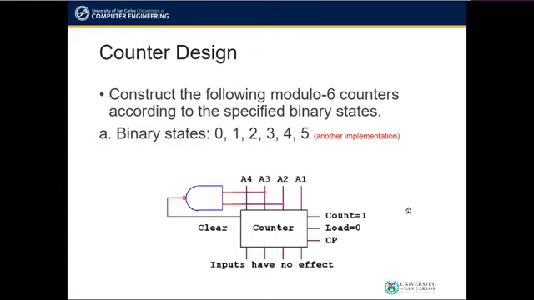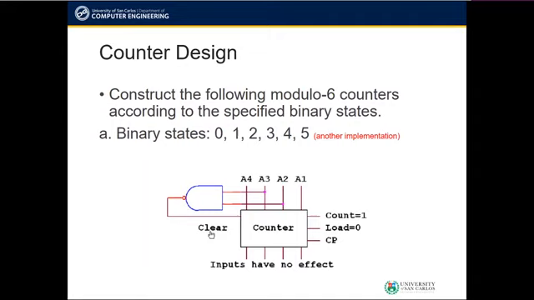Another possible implementation of this counter is this. Here the count input is still set to 1 because we want the counter to perform counting operation. The load input is 0 because we do not want to load any parallel load inputs to the counter at any point during the counting operation in this particular implementation. The CP is simply supplied with clock pulses. The parallel load inputs will not matter since we are not triggering the load input in this implementation.